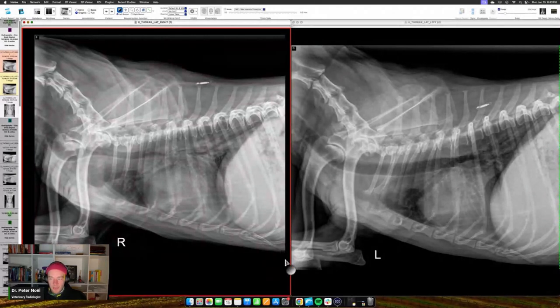So I think comparing these views is great, right? Because you've got the trachea, and boy, that looks pretty good. I would describe the trachea on the left lateral view as normal, and I would describe the intrathoracic trachea on the right as narrowed, right? What's happened is this still has a fairly normal diameter, but it's kinked.